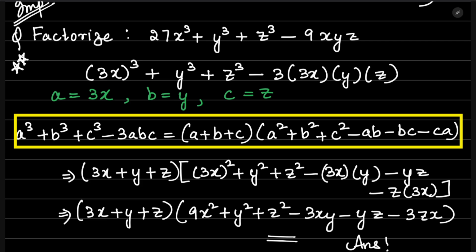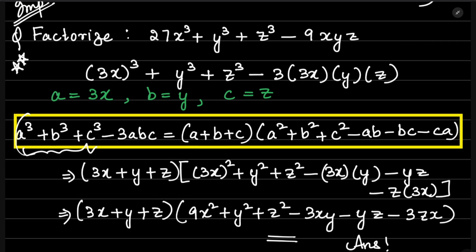Now there is another identity, which is derived from here. Suppose you are asked to find a cube plus b cube plus c cube. There is a formula: if a plus b plus c is equal to 0, if you put that in this expression, the whole of the RHS will get cancelled, isn't it?